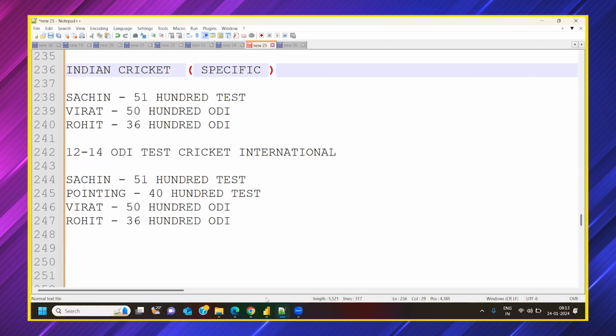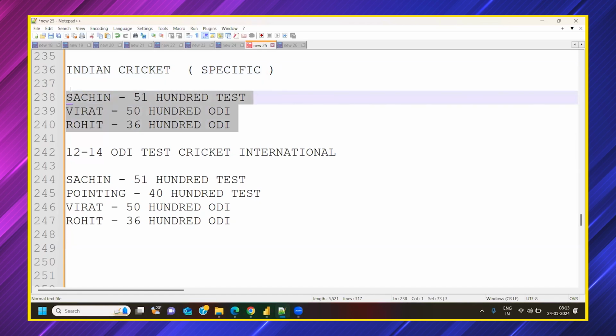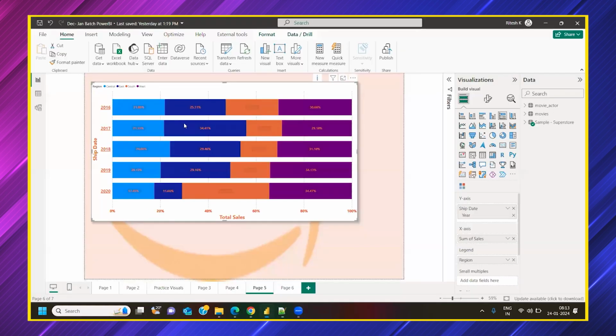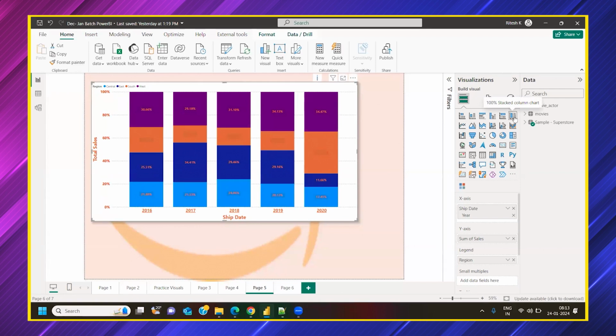Now, for this specific team-level analytics that you want individually, you can always go with this chart, the 100% stacked bar chart, which we are using, or else the 100% stacked column chart. This is how the combination looks.